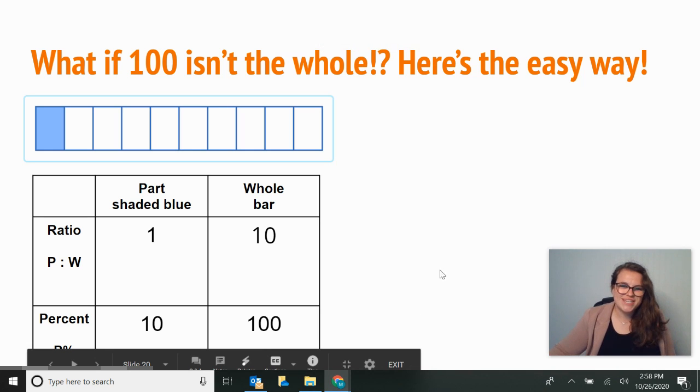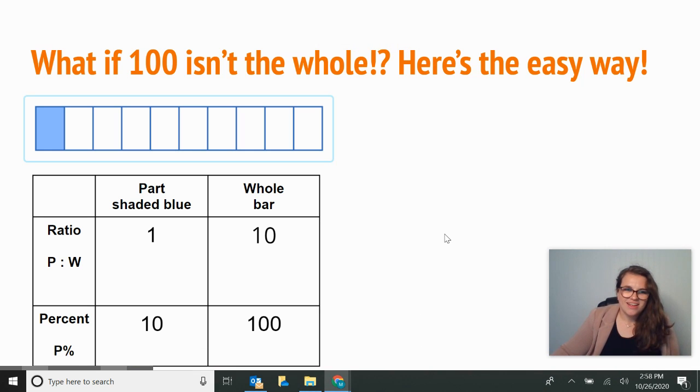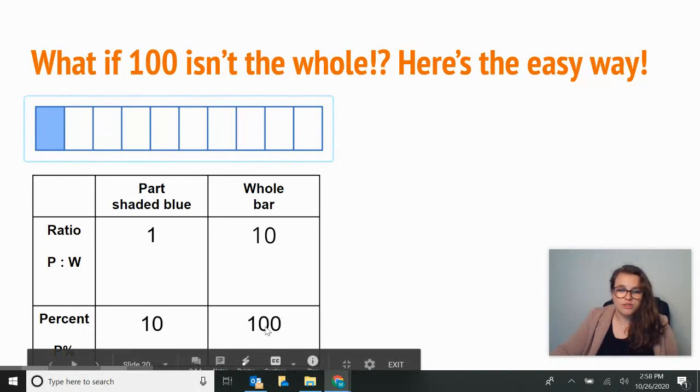All right, today's trick of the day. Yesterday, we learned about how sometimes there isn't going to be a model that has 100 as its whole, like a hundreds grid. Instead, there might be a fraction strip or fraction bar or different ways that a fraction is shown. So we learned how to do a ratio table to solve for the percentage value.